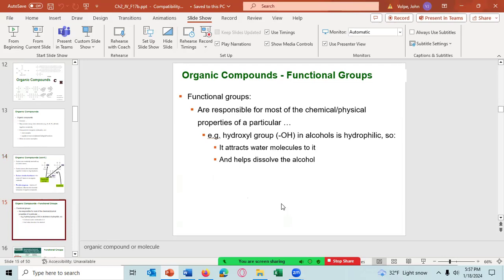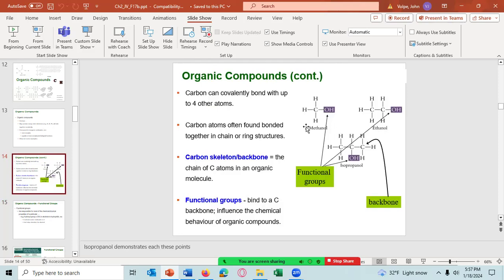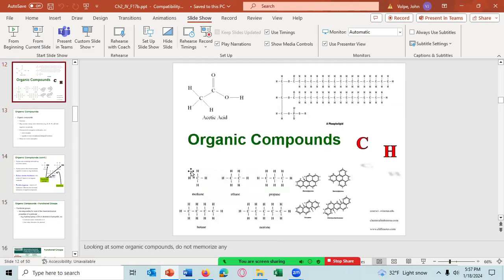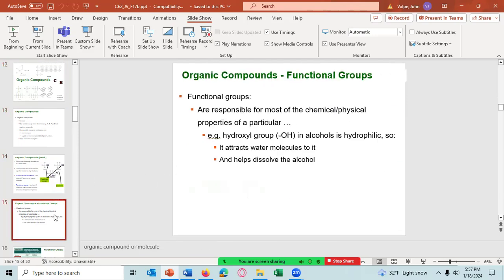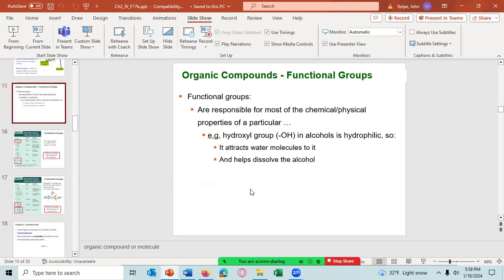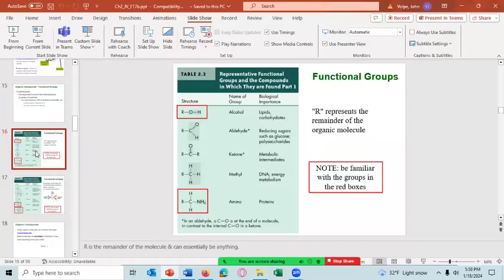All right. The functional groups are responsible for most of the chemical and physical properties of a particular organic compound. Hydroxyl groups, the OH group, are found in alcohols. It is hydrophilic. Why does methanol dissolve in water? Because the OH is hydrophilic. The methane is hydrophobic. Where do I have methane? Right here. Methane is hydrophobic. And that OH group helps the molecule dissolve in water or in alcohol. I think that should be in water, but we'll take a look there. It does dissolve in both because methanol is an alcohol, so obviously it can dissolve in alcohol.